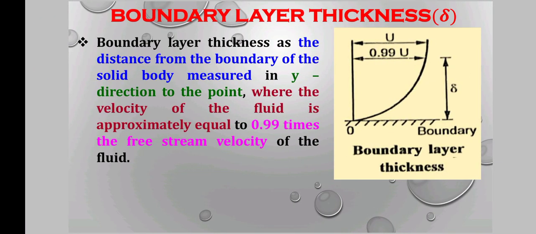Boundary layer thickness is the distance from the boundary of the solid body, measured in the y direction, to the point where the velocity of the fluid is approximately equal to 0.99 times the free stream velocity of the fluid. It is also seen in the diagram itself. From 0 to the highest value, 100% is U, and for 99% it will be the delta value.